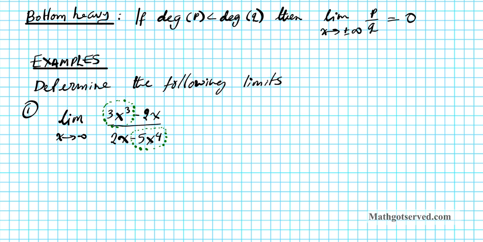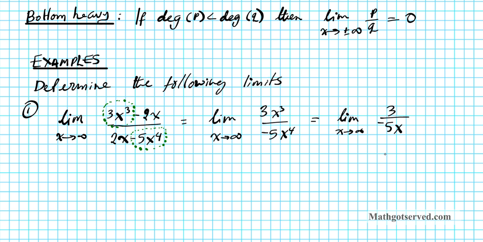But let's show our work, okay? So this becomes the limit as x approaches infinity of the leading term in the numerator over the leading term in the denominator, like that. And then we divide that out. We're going to have the limit as x approaches infinity of 3 over 5x. You subtract the smaller exponent from the bigger one, which is just 1.